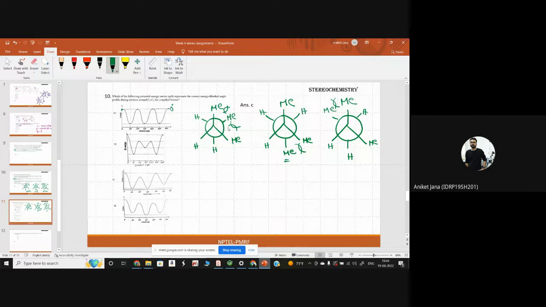So this one is the gauche, this one is the anti, and this one is gauche. Okay.